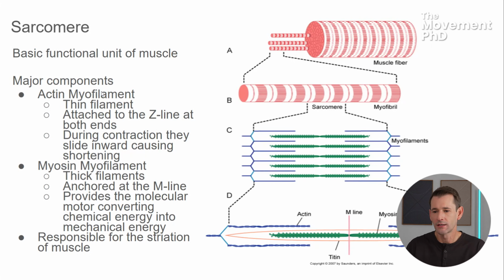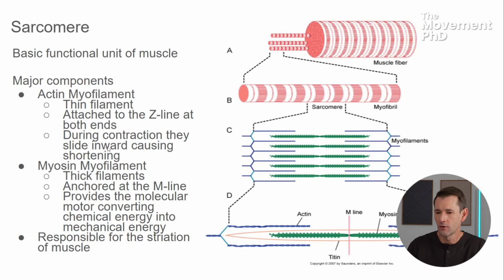We have our actin myofilament. These are our thin filaments. It's attached at the Z line. Another way to say that is Z disc, because a disc is three-dimensional, but that Z line is the demarcation between each of the individual sarcomeres. And during contraction, those actin filaments move towards the middle. So that sliding cross bridge is those actin filaments moving towards the midline.